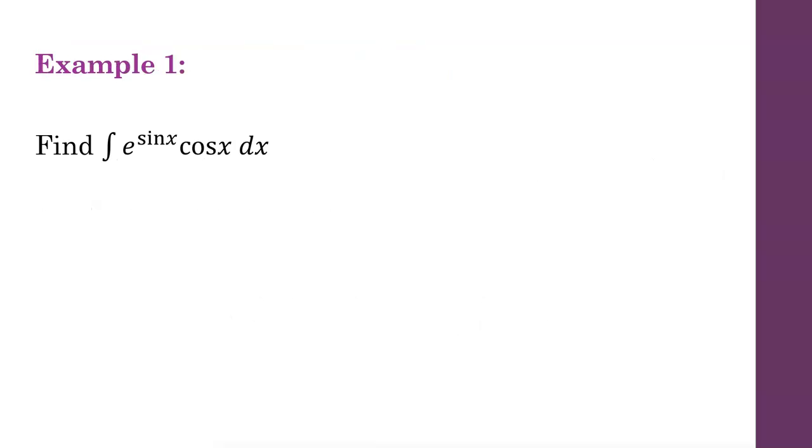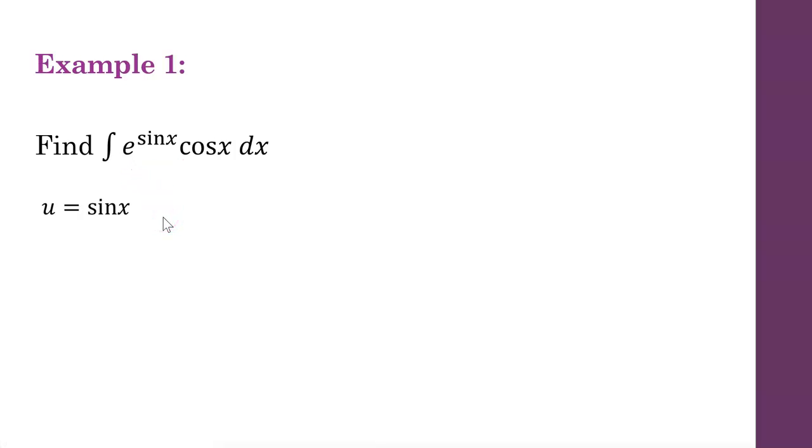So here we want to find the integral of e to the sine x times cosine x. So notice we have a function composition. e is taken to the power of sine x, and we also have the derivative of sine x, which is cosine x, present. So here's an ideal situation for us to simplify this problem using a u substitution.